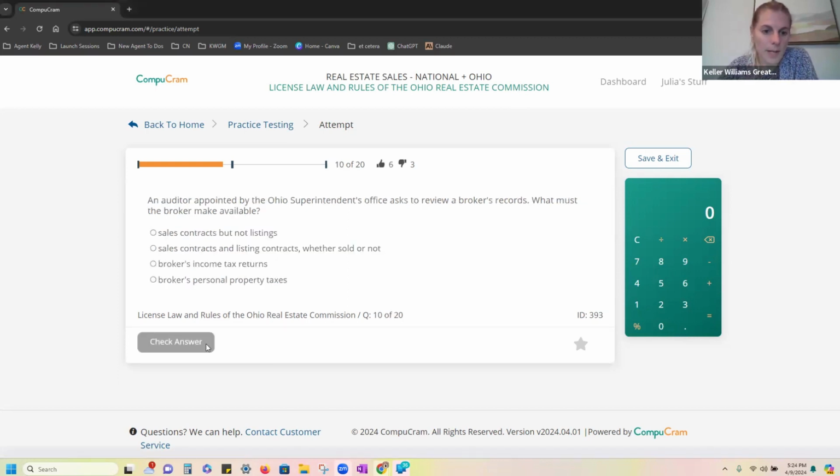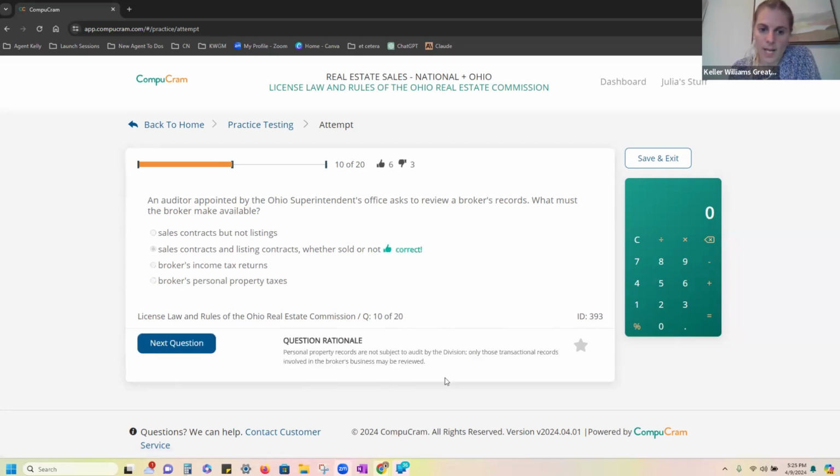An auditor appointed by the Ohio Superintendent's Office asked to review a broker's records. What must the broker make available? A, sales contracts but not listing. B, sales contracts and listing contracts, whether sold or not. C, broker's income tax returns. Or D, broker's personal property taxes. So if an auditor appointed by the Ohio Superintendent's Office asked to review a broker's records, what must the broker make available? B, and B is correct. Good job.